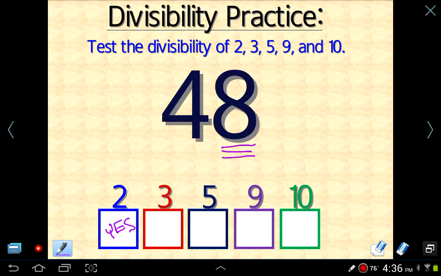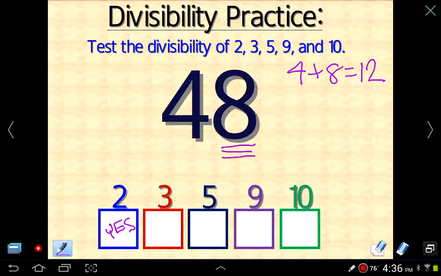All right, let's look at 3. If 3 goes into it, the digits add up to something that is divisible by 3. 4 plus 8 is 12. Now, does 3 divide into 12? Let me get my calculator out. I'm going to hit some buttons. Oh, yep, it worked. 3 is a yes as well. We're getting more yeses here.